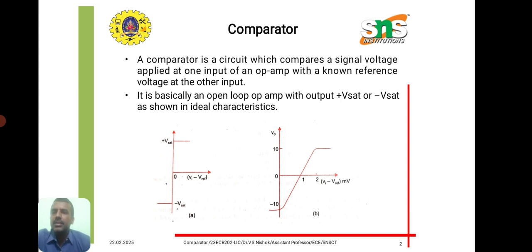If you see figure A, we can identify there is a sudden change in the output from plus Vsat to minus Vsat or minus Vsat to plus Vsat. So it is only the ideal characteristics. But when analyzing practically, we can see a change in the output with respect to the input with some delay, as shown in graph B. So here there won't be any sudden change, but after some time period there will be a change in the output. So figure B is the practical one.